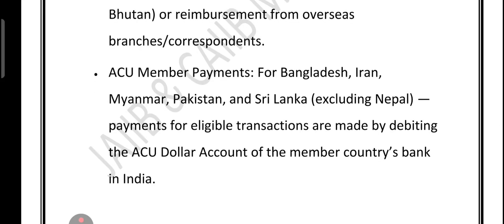What about ACU member payment? For export to the ACU member countries like Bangladesh, Iran, Myanmar, Pakistan, Sri Lanka, the payment is done using the ACU dollar account system in India. Nepal is not part of this arrangement. So let's summarize the points which we have covered just now.